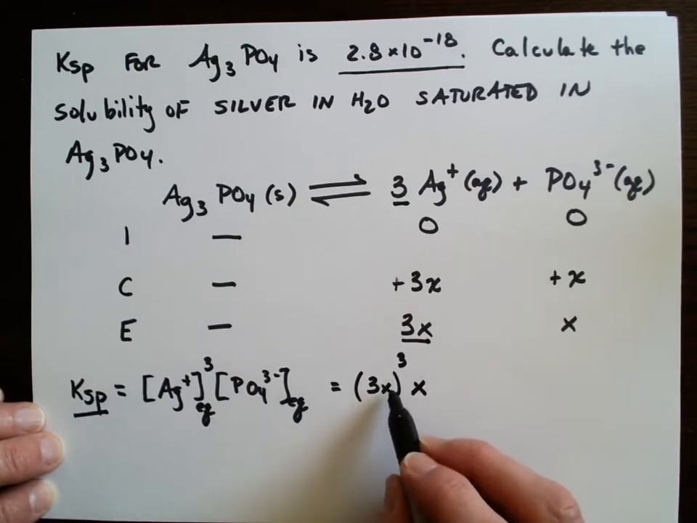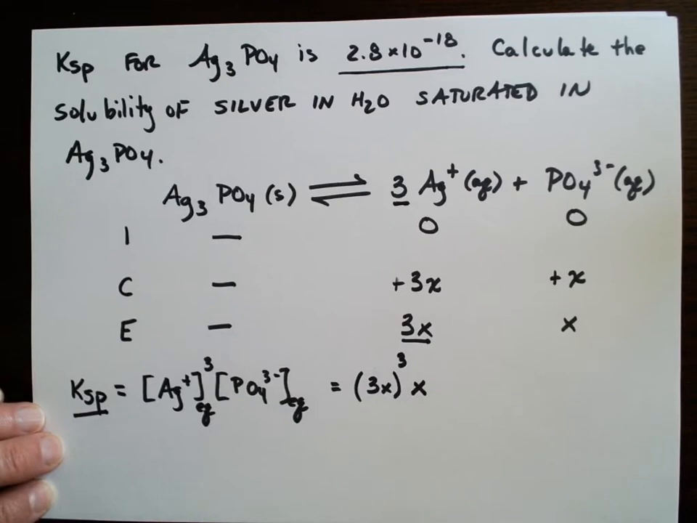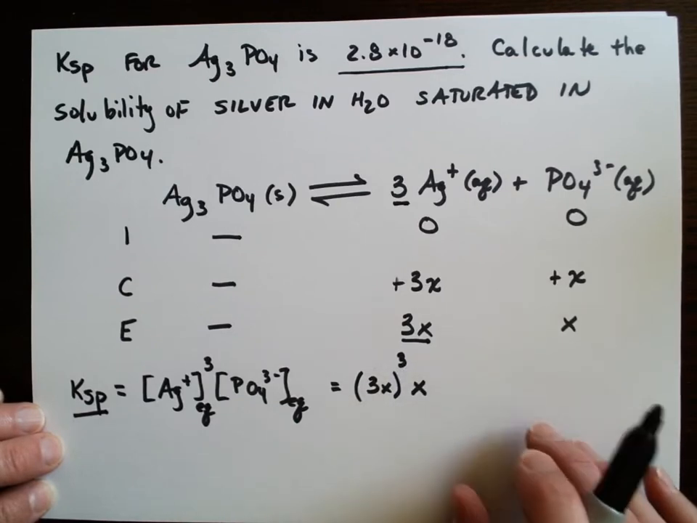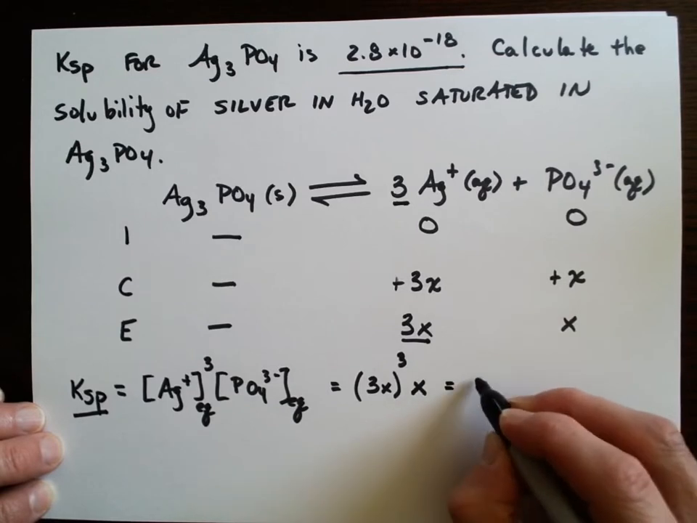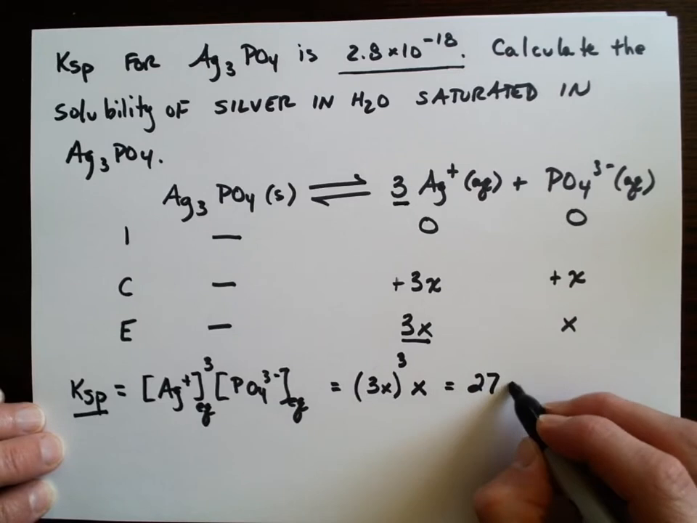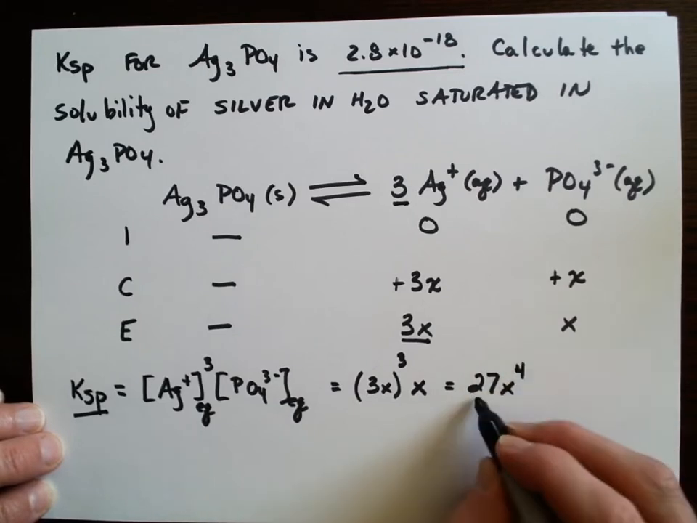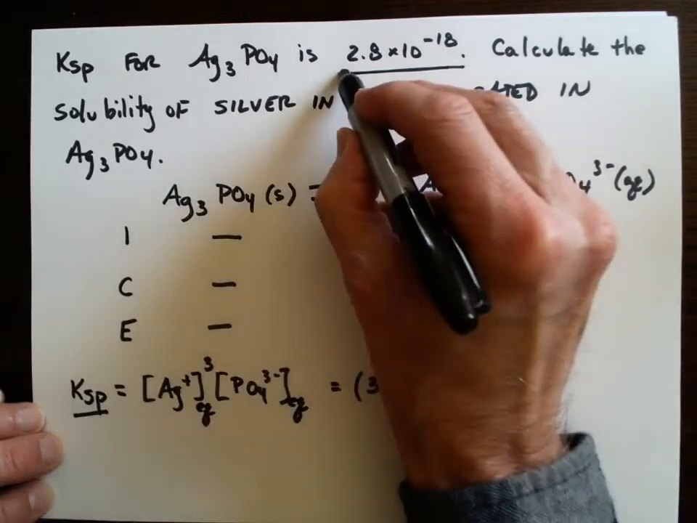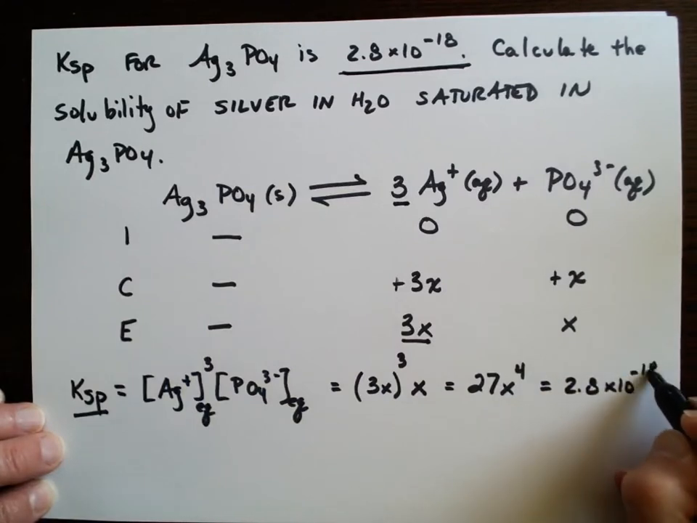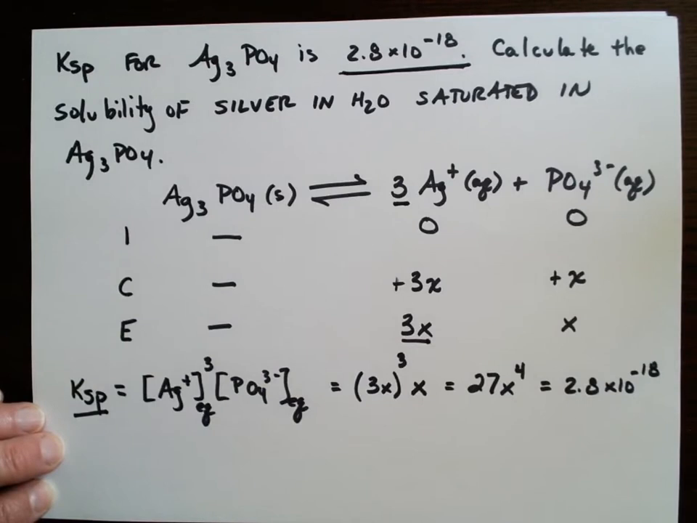Now, what is 3x cubed? A lot of you are going to say that that's 9x cubed. And what you're forgetting is that 3 cubed is 3 times 3 times 3, which is 27. So this is actually equal to 27, 3 times 3 times 3, times x to the 4th. And this value is going to be equal to KSP, which is 2.8 times 10 to the negative 18. A lot of mathematical steps there. They're not hard, but you just got to pay attention.